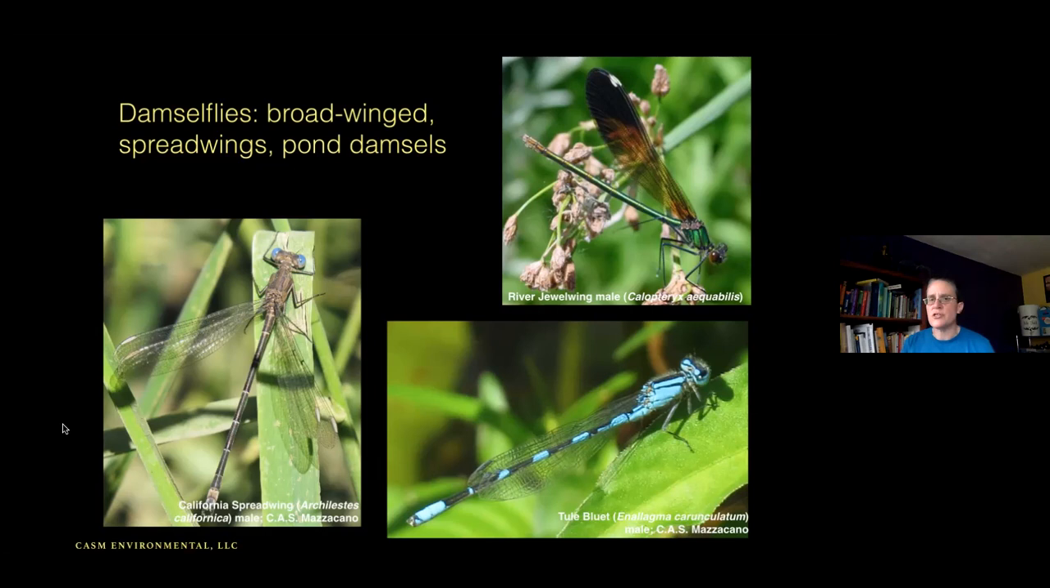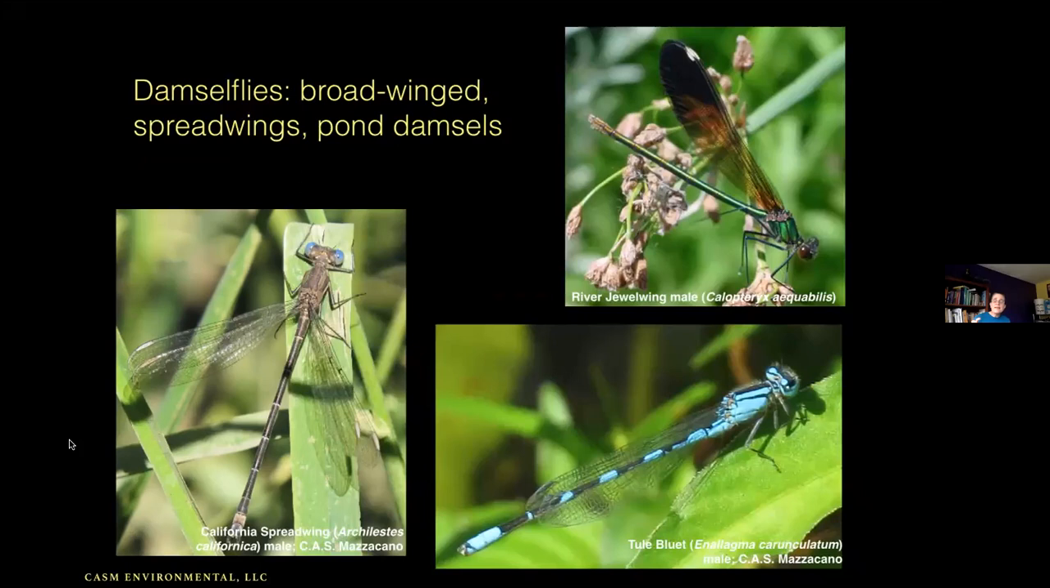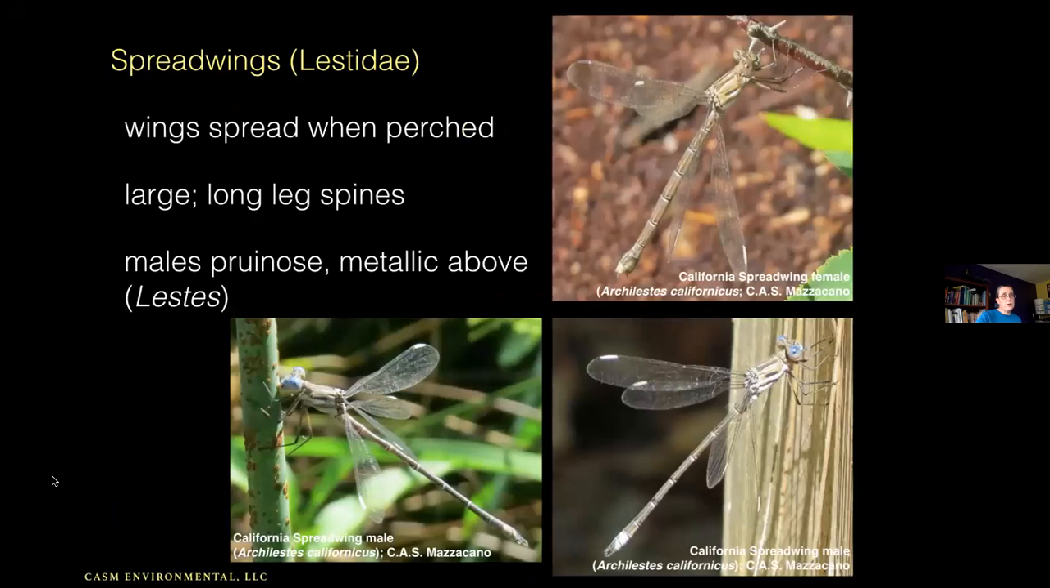Thanks. Great. So three main categories or families of damselflies: the broad-winged, represented there by that beautiful river jewelwing at the upper right, the spreadwings, see that on the lower left, the California spreadwing, and the pond damsels, which includes a few different genera, the dancers and the bluets, for example. These are going to be some of the most abundant ones that you're going to see at your site. You're going to get really familiar with what these guys look like.